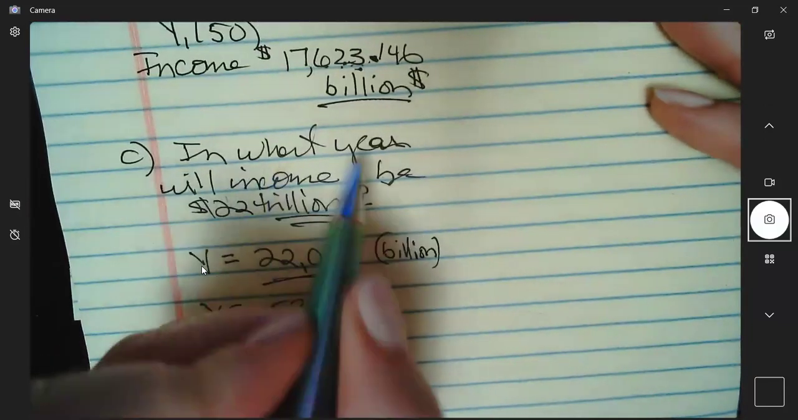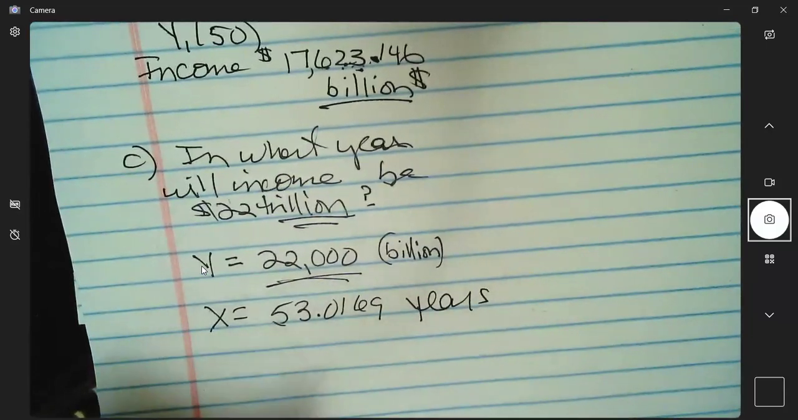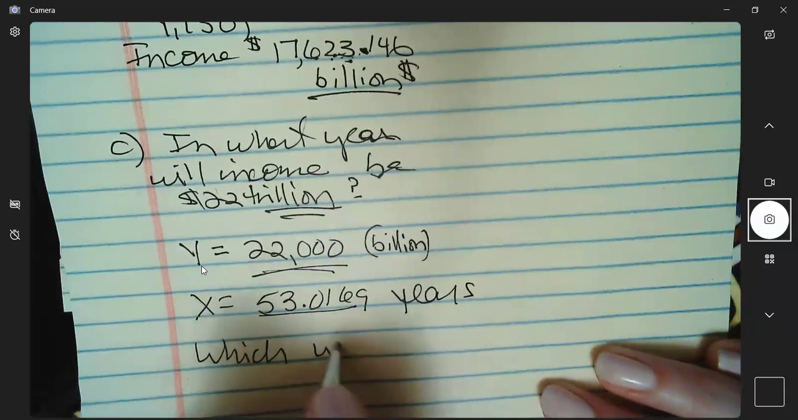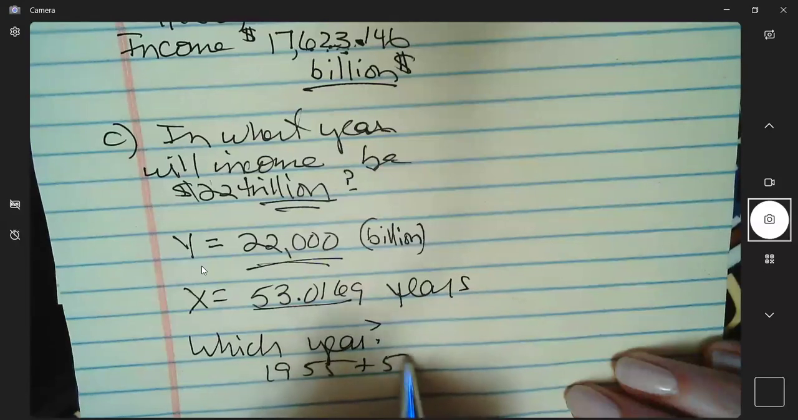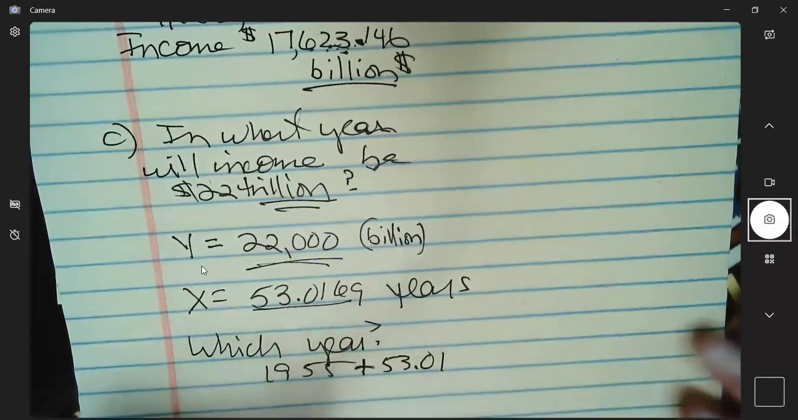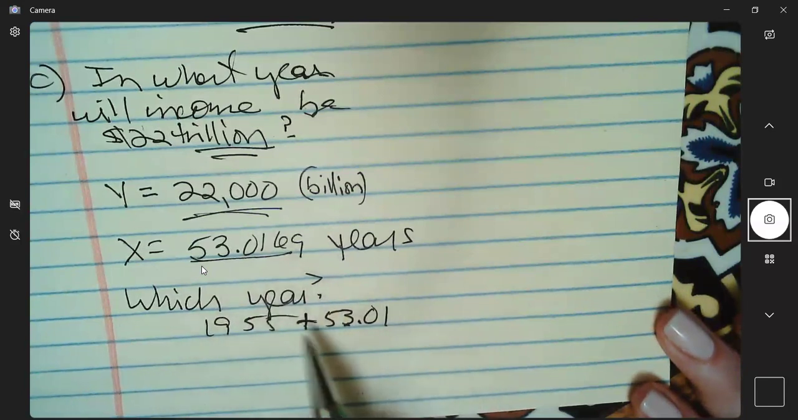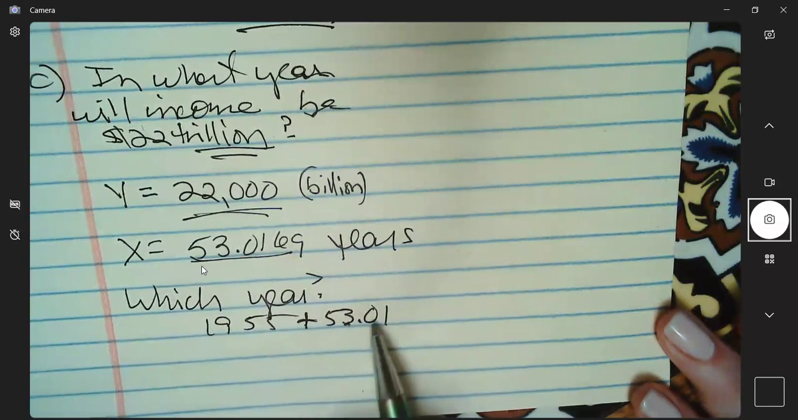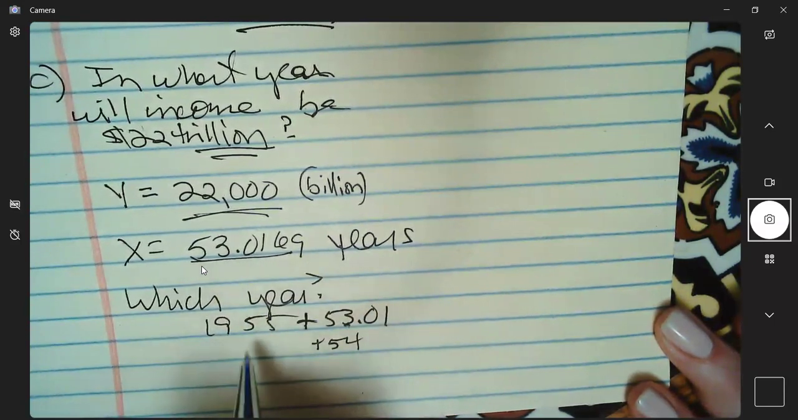Now, it asked in what year. It didn't say how long will it take. If it said how long will it take, we would just say 53.01 years. But for which year it is, this is this many years after 1955. And let's think about this. In the instructions, I think it says round up to the next year. The reason why we would always round up, even though this is very, very close to 53, so you would think you would round down, is that this means whatever 1955 plus 53 is, we have finished that year and we have started into the next year. So we're really into the 54th year when this is going to hit 22,000.